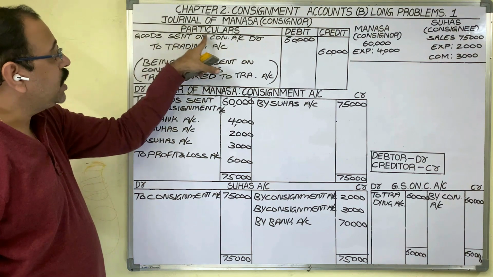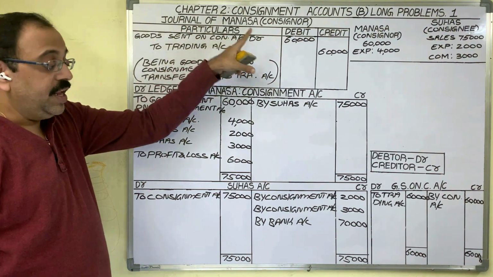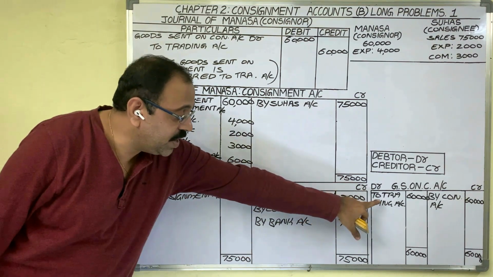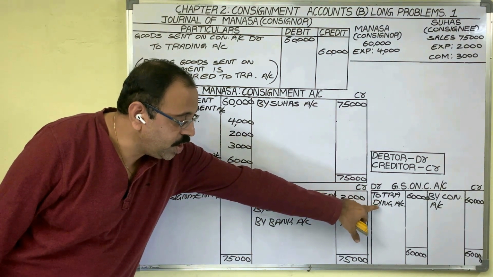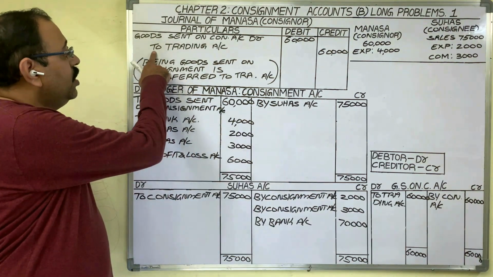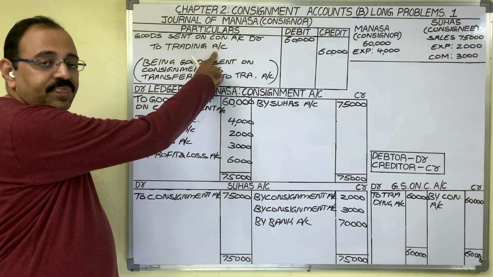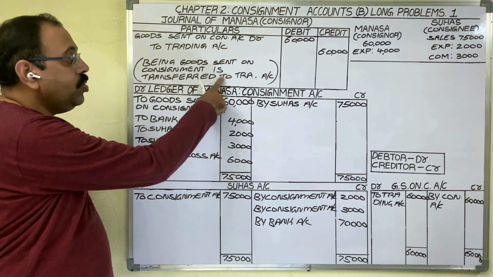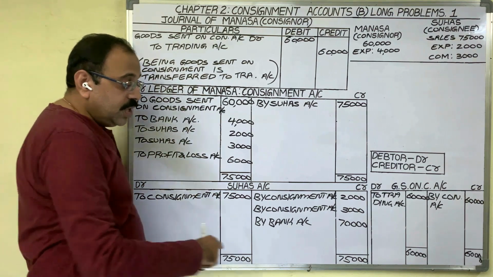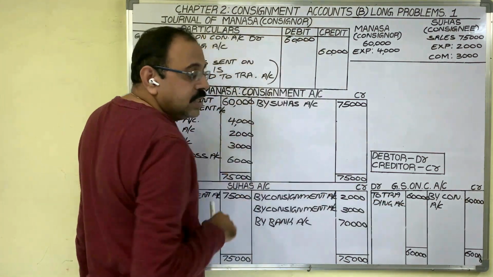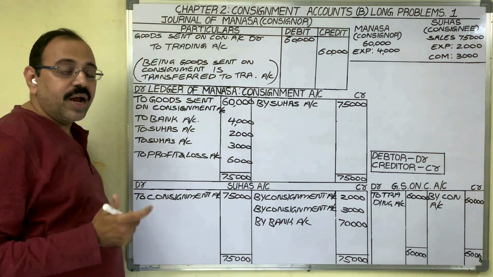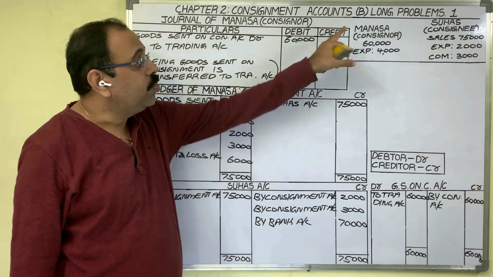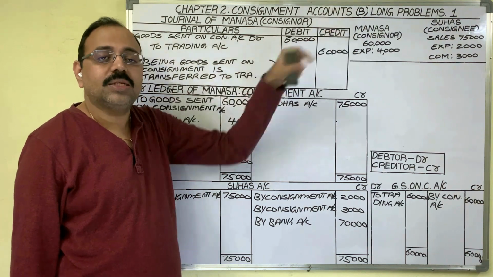As goods sent on consignment account is debited, in that account's debit side we have to post. And what did we write there? Trading account. If you want to write like this, then trading account is to be credited. Narration: being goods sent on consignment account transferred to trading account. Amount is 60,000 rupees. So in this manner, we should write the journal entries and prepare ledger accounts in the books of consignor, Manasa.